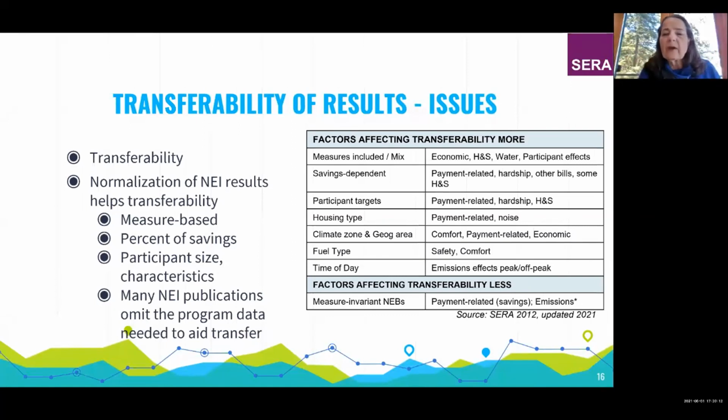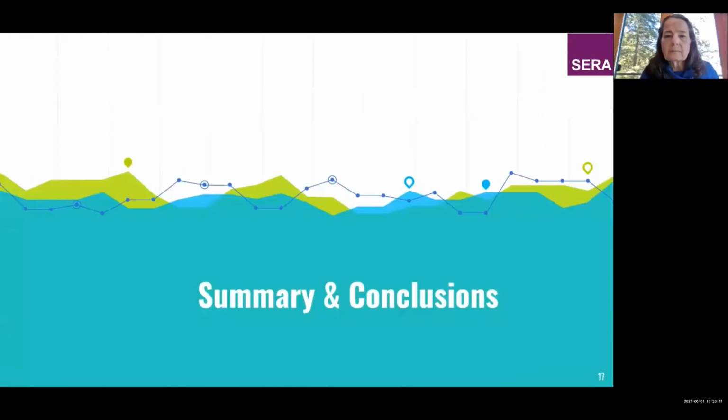If you have information about the participant size, then you can control a little bit better for the commercial sector that is small versus very large commercial sector businesses. And also participant characteristics I already talked about, sort of low income versus standard residential and so on. Many non-energy impact publications omit that program data that you need to construct some of these normalizing equations that would let you transfer these NEBs to more locations.